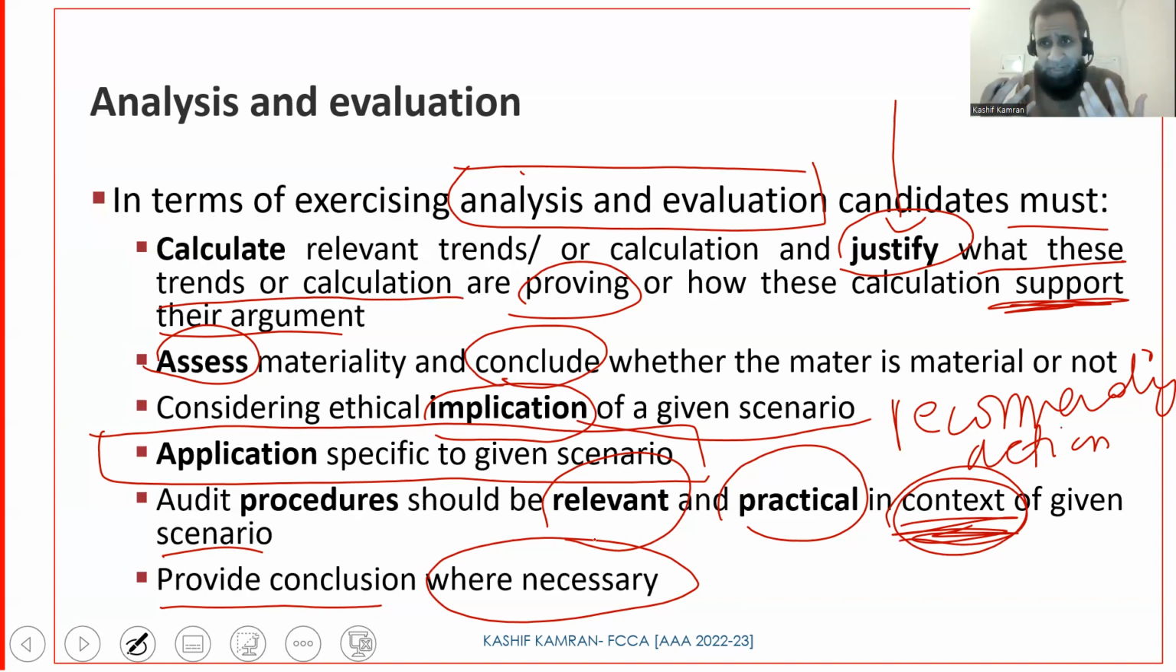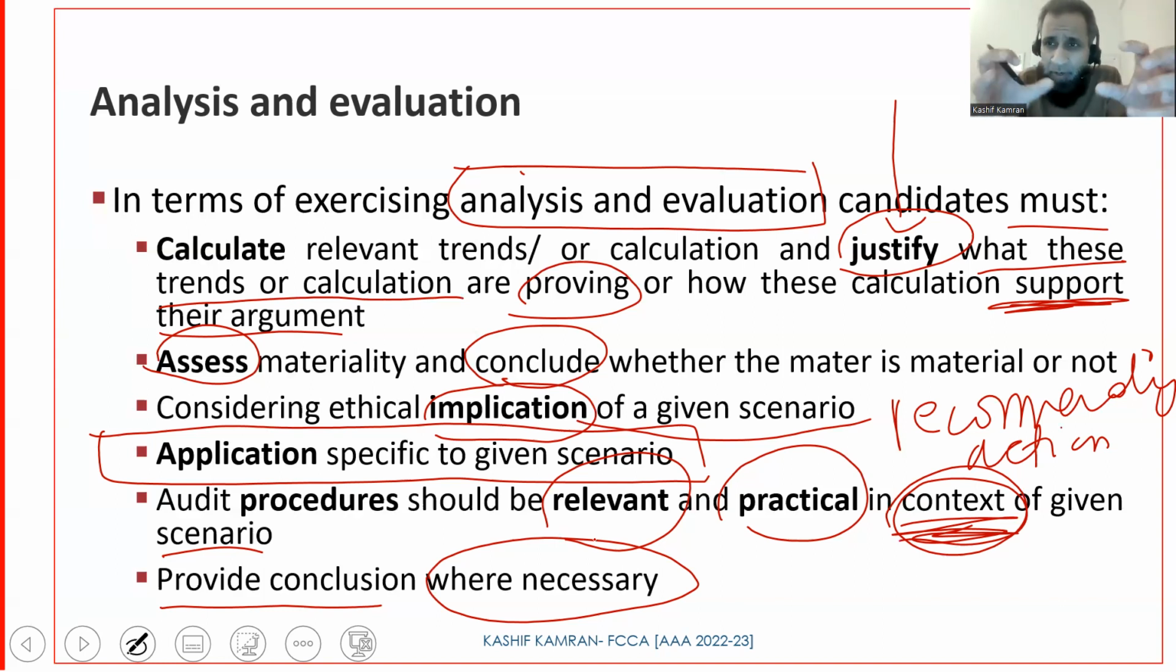You must ask yourself, were you not calculating materiality before in the AAA paper? Were you not calculating trends and ratios before in the paper? Were you not justifying why it is an ethical threat before in the AAA paper? Were you not writing a case-specific answer? So now this has become more important, because you need to fetch most of the 20 professional marks. So this is how you have to go with analysis and evaluation in the AAA paper.